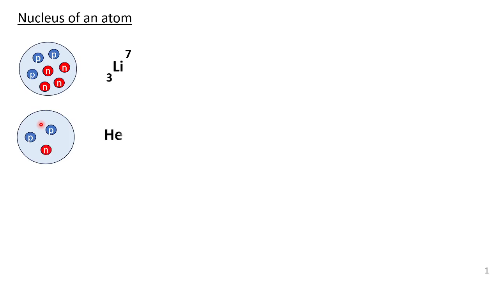Another example. This one is given. So this represents the nucleus of which atom? Here the number of protons is 2. Correct? So it is helium. The number of protons is nothing but the atomic number. Atomic number is 2, it is helium. The number of protons is to be written in the lower side.